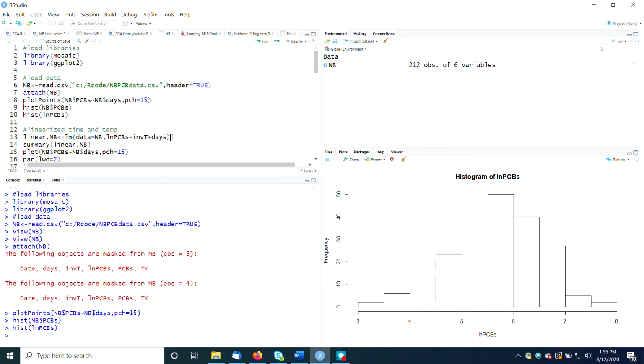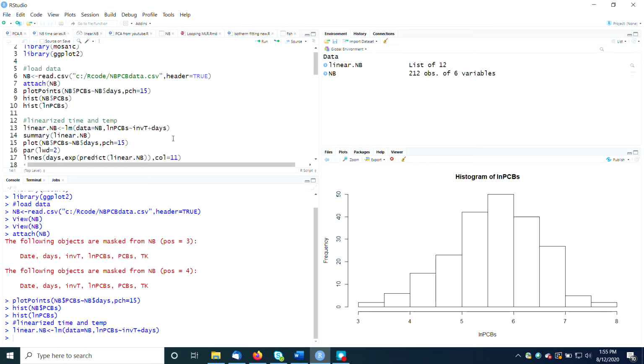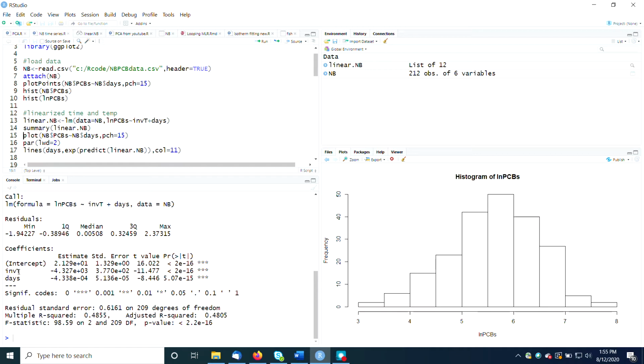And so I'll run that model, and then I could run the summary of that model, and here you go. Here's my inverse temperature, and here's number of days. This is the coefficient for the days, and so this is the time constant. Notice it's negative, which means that the concentration is going down over time. And notice over here, it is highly significant. That's what the 3 stars and this very, very low p-value stand for. It turns out the temperature is also highly, highly significant here, and so is the intercept, not that that matters. Okay, so that works just fine.